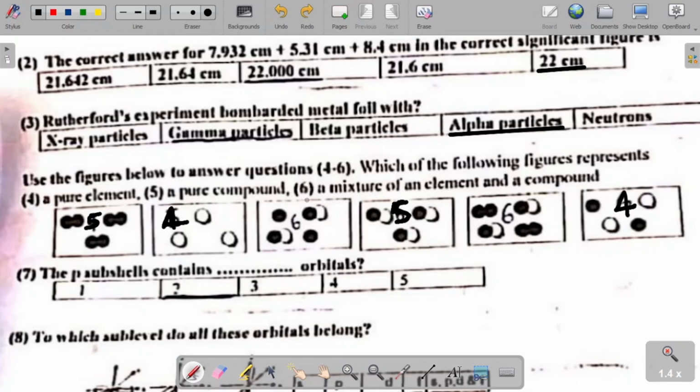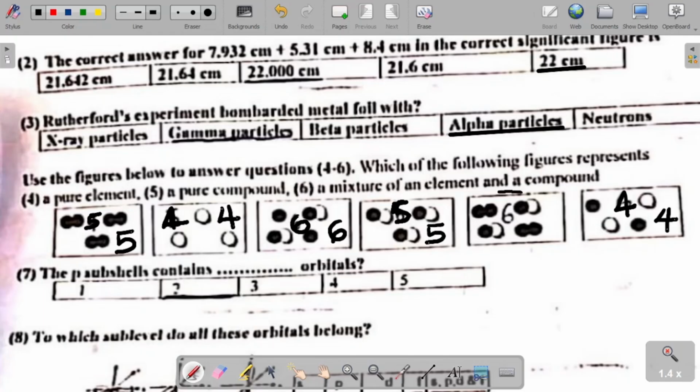Next thing we have is number 6 here, says a mixture of an element and a compound. All right, so if you look at this one here, this one represents that. So you can see an element, 1 black, that's 1 dot, one dark there. Then you have a compound of dark and white. So we can take this one here as 6. So this is 6. All right, so basically we can call this one here 5. We can call this 4. We can call this 6. We can call this 5. We can also call the extreme one 4.